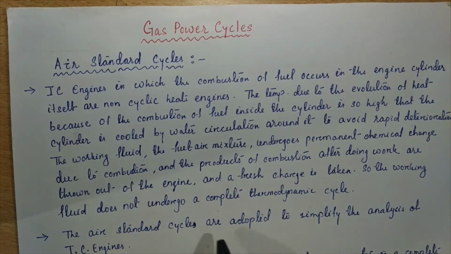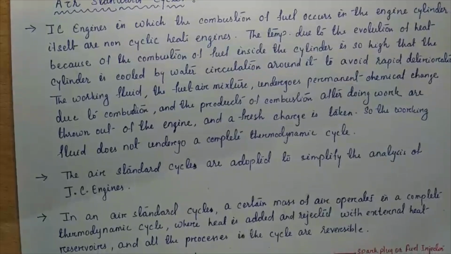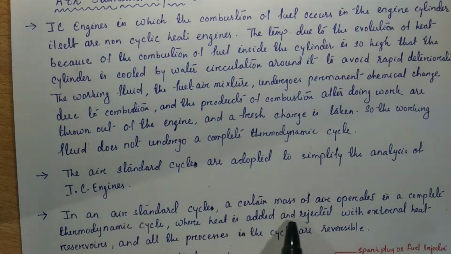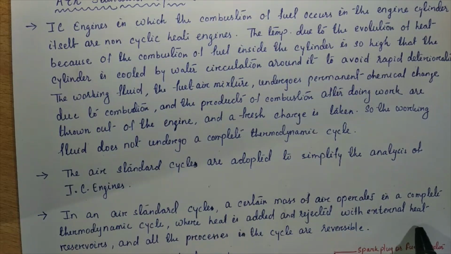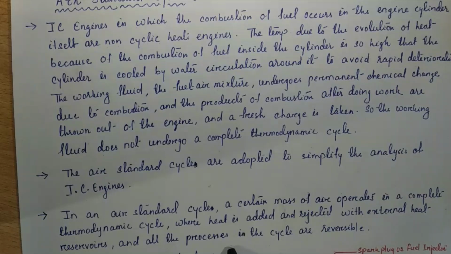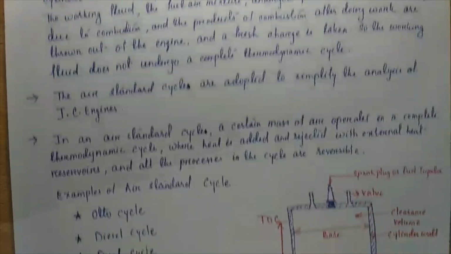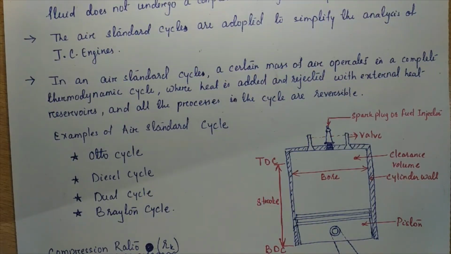The air standard cycles are adopted to simplify the analysis of IC engines. In an air standard cycle, a certain mass of air operates in a complete thermodynamic cycle where heat is added and rejected with external heat reservoirs, and all the processes in the cycle are reversible. Some examples of air standard cycles, which we will discuss one by one later, are the Otto cycle, diesel cycle, dual cycle and Brayton cycle. We will discuss them one by one in later videos.